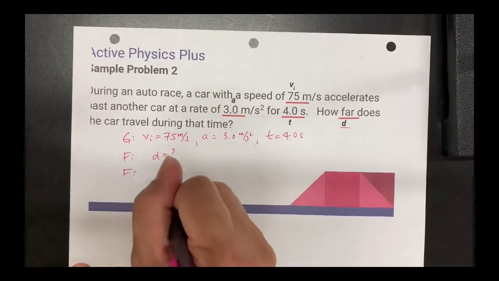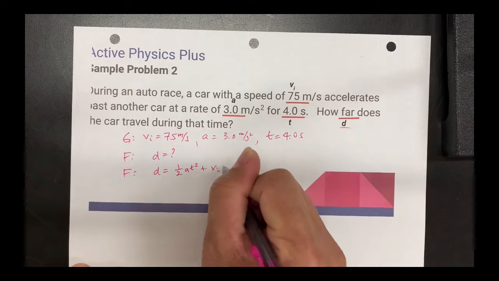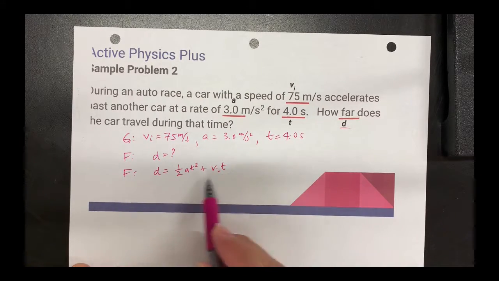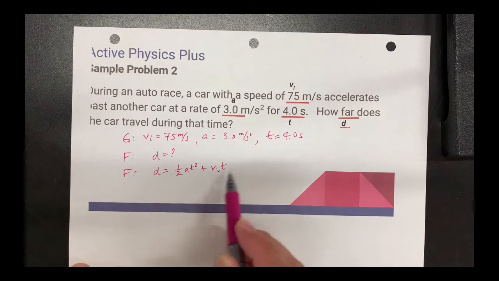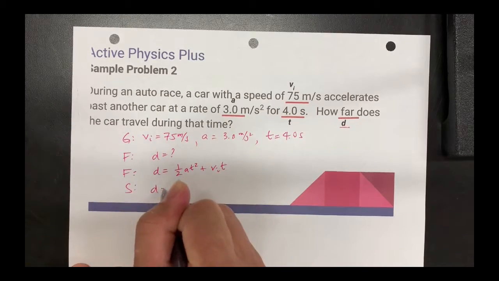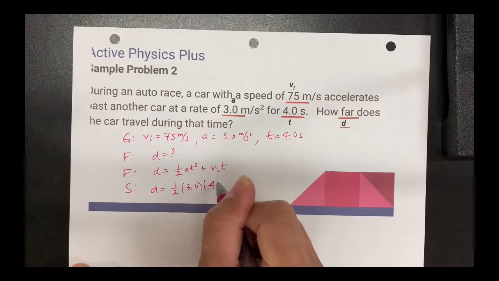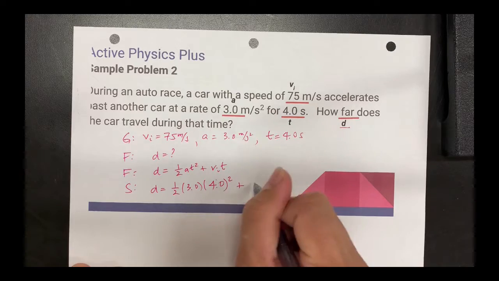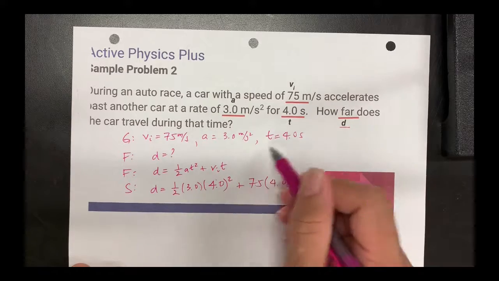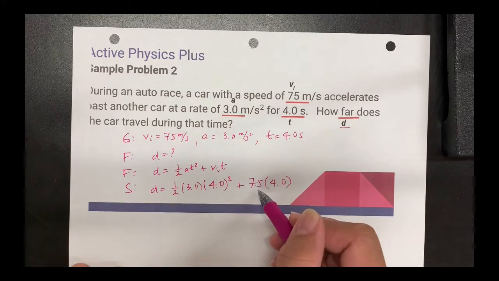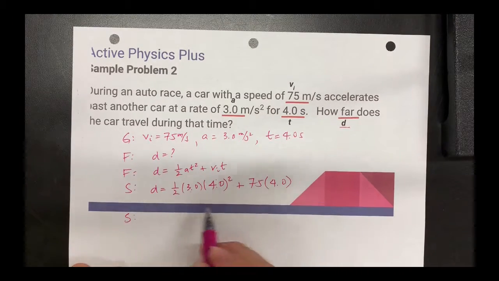In my formulas, I have a formula that says D is equal to 1/2 AT squared plus VI times T. And the reason I picked this one is because I'm looking for D, I have initial velocity, acceleration, and time. All that's covered in there, so we're going to solve it. So D is going to equal 1/2 times 3.0 times 4.0 squared, plus 75 times 4.0. So again, I'm just plugging in the numbers. There's the 4.0 twice. That one's squared, that one's not. 75 for the initial velocity, 3 meters per second squared for my acceleration, and then we just plug in the calculator.